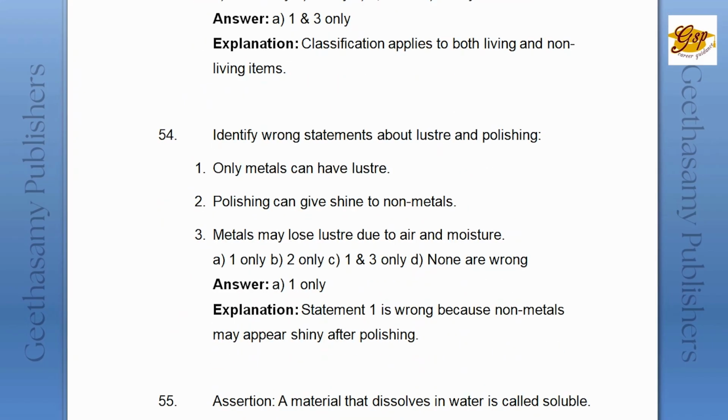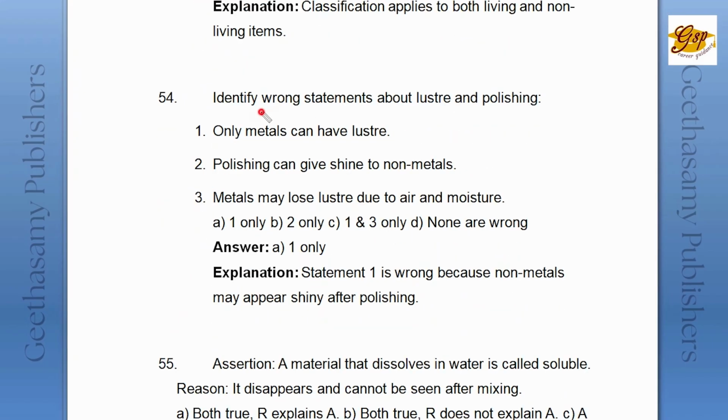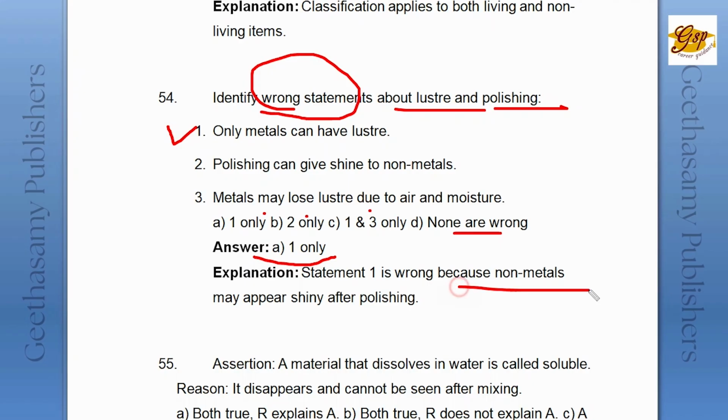54th question. Identify the wrong statement, about luster and polishing. Statement 1: only metals can have luster. Statement 2: polishing can give shine. Statement 3: metals may lose luster due to air and moisture. Right? Options: statement 1 only, 2 only, 1 and 3 only, none wrong. So the correct answer is 1. Statement 1 is wrong because non-metals may appear shiny after polishing. Fine.